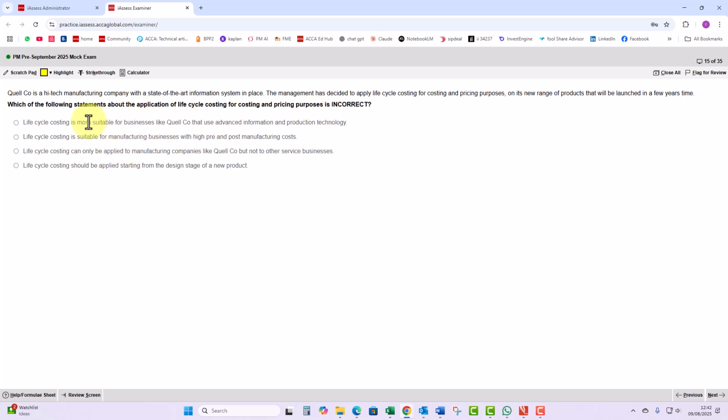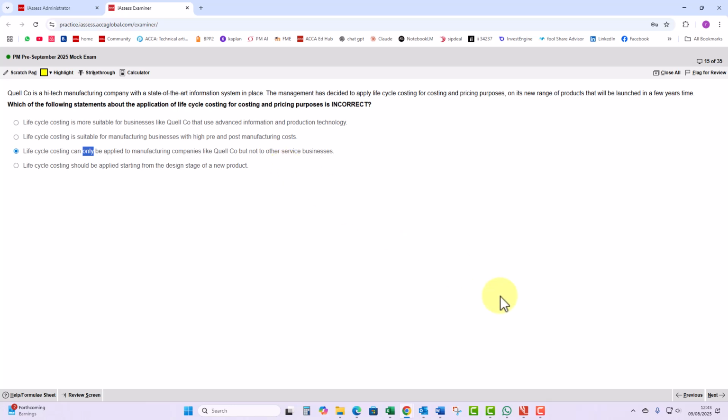And we need an incorrect comment about life cycle costing. So is life cycle costing more suitable for businesses like this that use advanced information and production technology? That's a correct statement. Is it suitable for manufacturing businesses with high pre and post manufacturing costs? Absolutely. It can only be applied, we've got an absolute here, so my default is that's most likely to be incorrect. Only be applied to manufacturing companies but not to other service businesses? Absolutely not. Life cycle costing can be applied to any type of business and should be applied starting from the design stage. Yes, that's true.